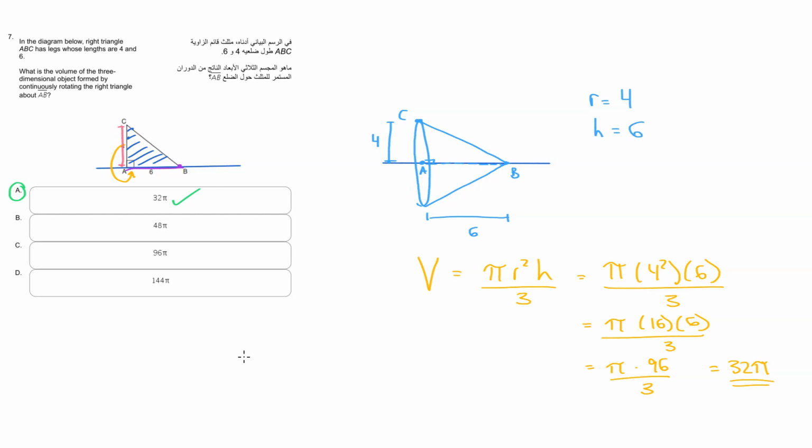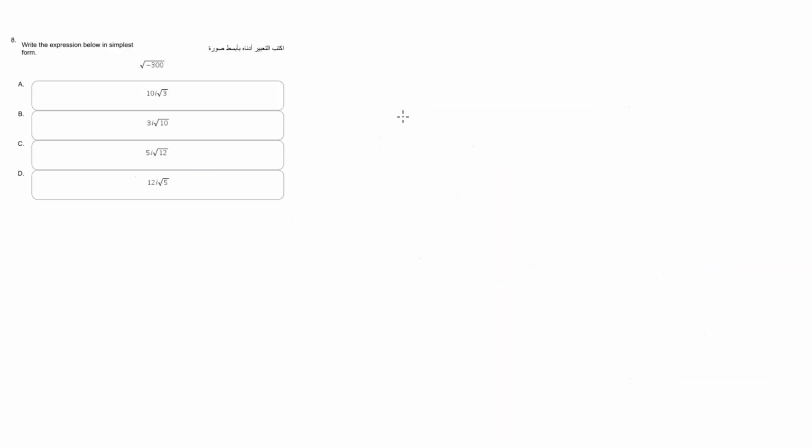And now let's move on to question number 8. All right. So question number 8 says, write the expression below in simplest form. So these are called surds, and it's not that bad to solve them. One main thing you need to know is all your squares. So let's write them down.